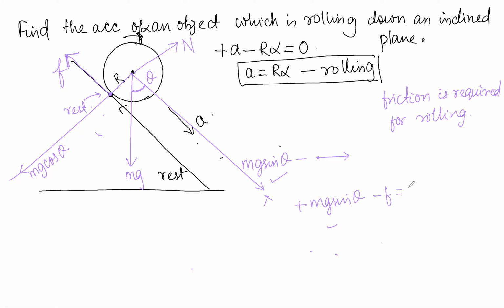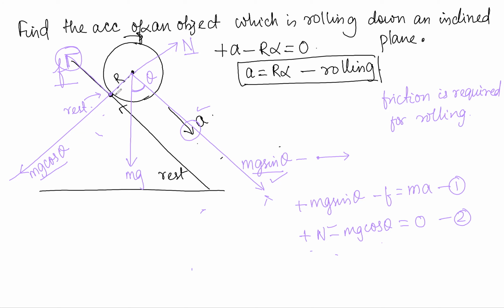minus f is equal to ma. Writing the equation in this direction, plus mg sine theta minus f, because the friction force is acting in the opposite direction. So plus mg sine theta minus f is equal to ma. The normal force and the mg cos theta balance each other. So you can write that equation, plus N minus mg cos theta is equal to 0. But because this equation is not responsible for the motion of anything in this problem, it's not relevant.